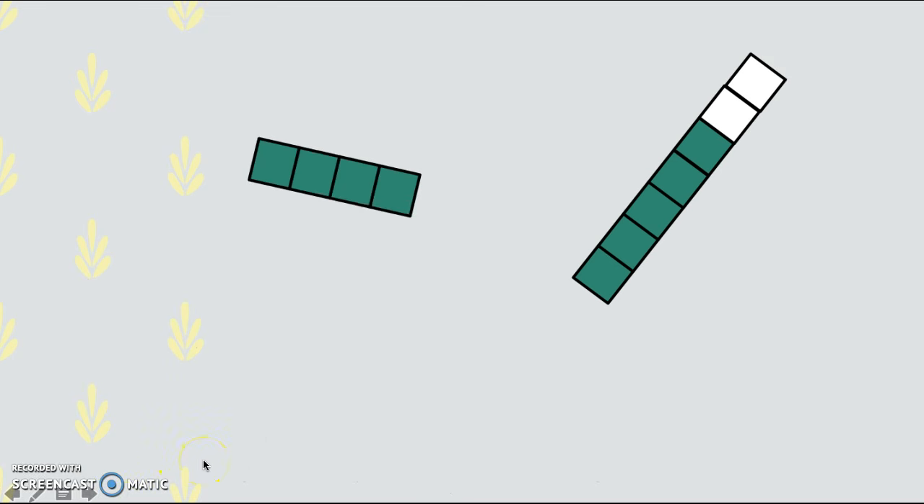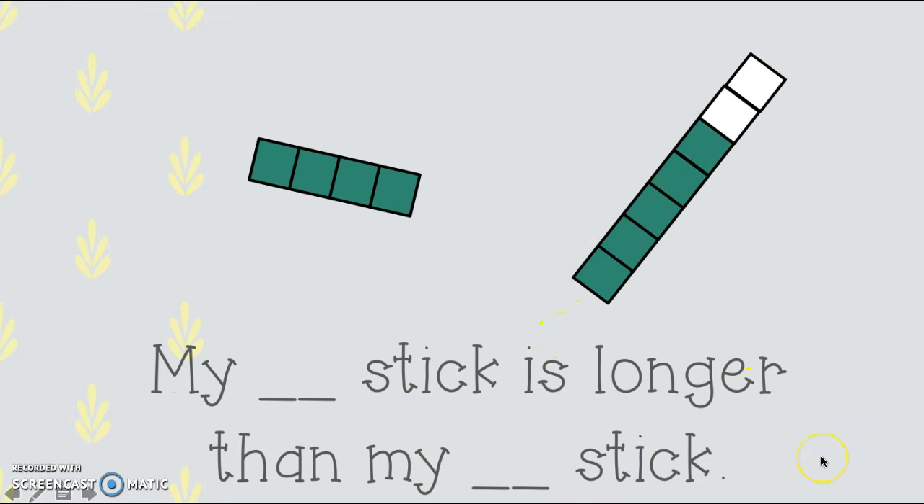All right, go ahead and count how many cubes are in each stick and then press pause while you do that. Press play when you're ready. Okay, so how many cubes are in this first stick, friend? That's right, 4. And in this one? Perfect, 7. Okay, can you fill in this sentence? My blank stick is longer than my blank stick.